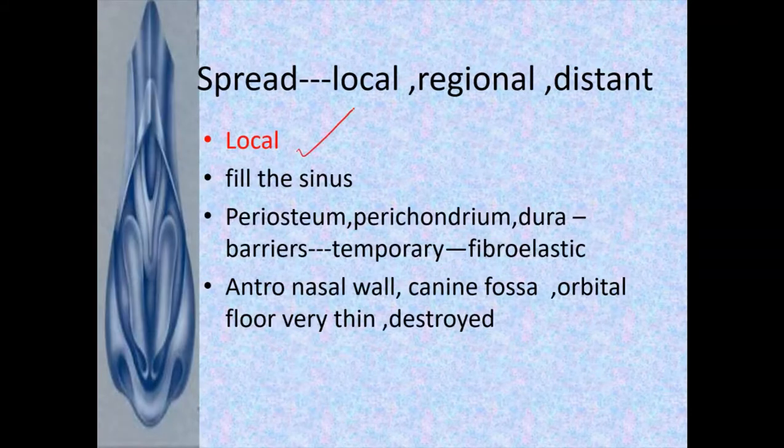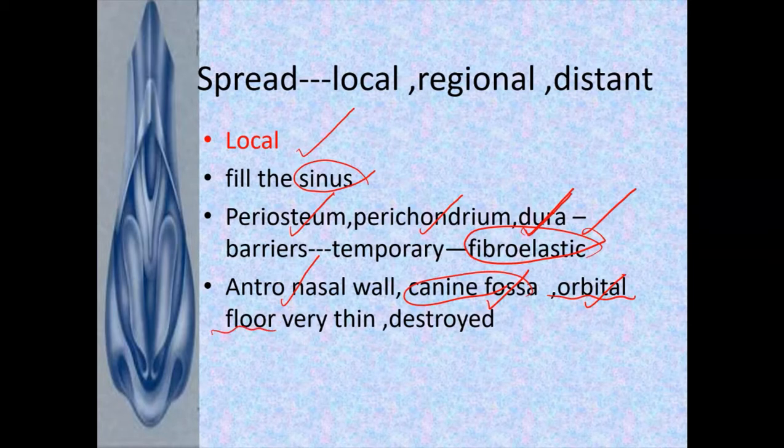Spread is related to local spread. They fill the sinus. They breach the periosteum, the perichondrium, and the dura. Temporarily, these are all fibroelastic structures, but at the end of the day, the tumor wins and breaches all of them. Anteriorly, they can spread into the anterior nasal wall. They can involve the canine fossa. They can involve the orbital floor, which is very thin and easily destroyed. So orbital involvement is very important. Whether the orbit is involved or not also matters a lot for surgical planning.